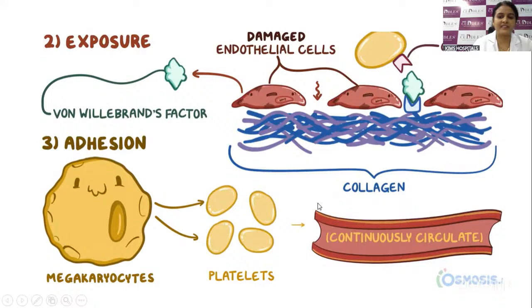Then the next step is the adhesion. Normally, the platelets circulate in the blood, derived from megakaryocytes. And these platelets come in contact with the von Willebrand factor that is bound to the collagen with the help of glycoprotein 1b that is present on the surface of the platelets. And this forms the adhesion.